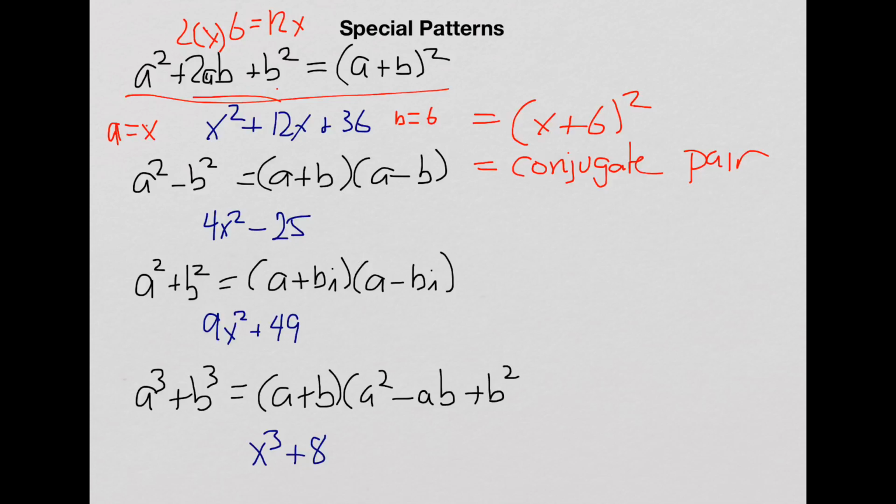So we look at this example, 4x squared, that's 2x to the second power. 25 is 5 squared. So this is going to be (2x plus 5)(2x minus 5).